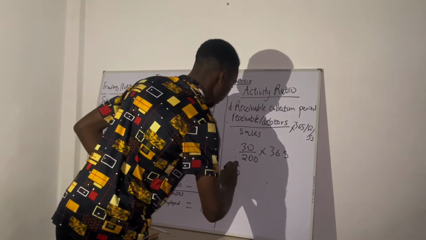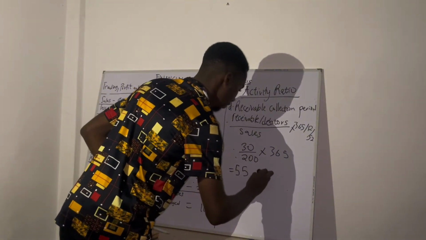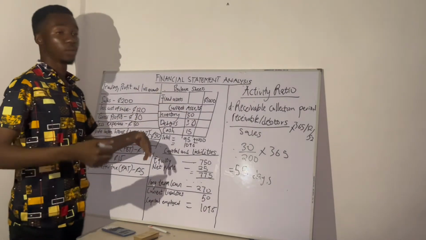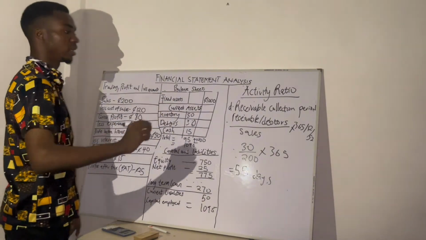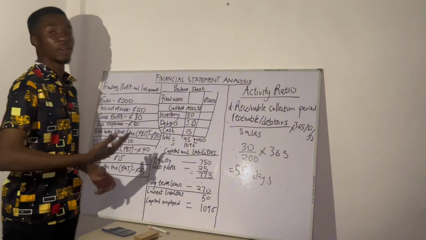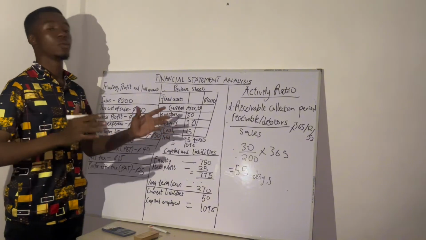So we can just say 55. We can just round it to 55. So we have 55 days. So what this means is that the receivable collection period for that company is 55 days, meaning that when someone buys something and they are given on credit, it takes up to 55 days maximum for them to pay. So that's about the receivable collection period.